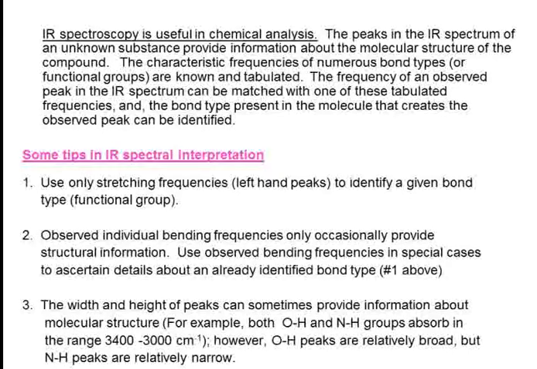The process in determining the structure of a compound is to obtain an IR spectrum of that compound. Now, the IR spectrum consists of a set of signals called peaks or bands. The observed frequency of a given peak identifies the bond or set of bonds in the molecule that creates the peak. The IR spectrum alone will generally not tell you the complete structure of a compound, but it will identify what functional groups are present.